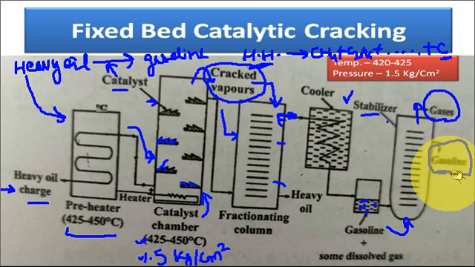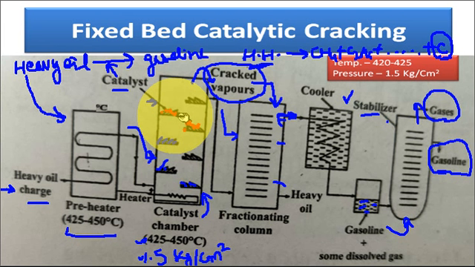So this is the formation of the gasoline. But here we see the formation of the carbon particles also. These carbon particles are deposited over the catalyst like this. So the carbon particles deposited on the catalyst, due to which the catalyst gets exhausted or spent. That means this catalyst surface is now not free to catalyze the reaction.